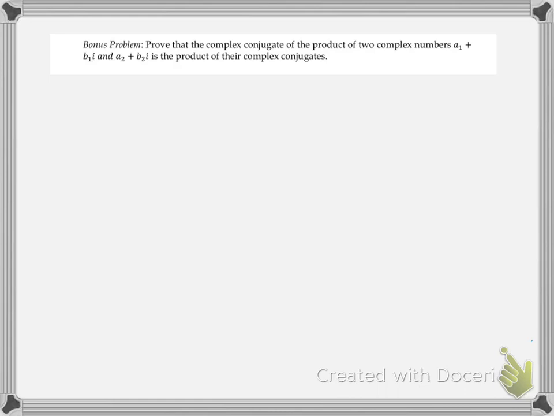The bonus problem is asking you to prove that the complex conjugate of the product of 2 complex numbers, and they give you 2 complex numbers here, is the product of their complex conjugates. So once you find the product of your 2 complex numbers, find that conjugate, and that conjugate is going to be equal to the product of the complex conjugates. It's a lot of conjugates and complex going on, but I want to see how you interpret this.